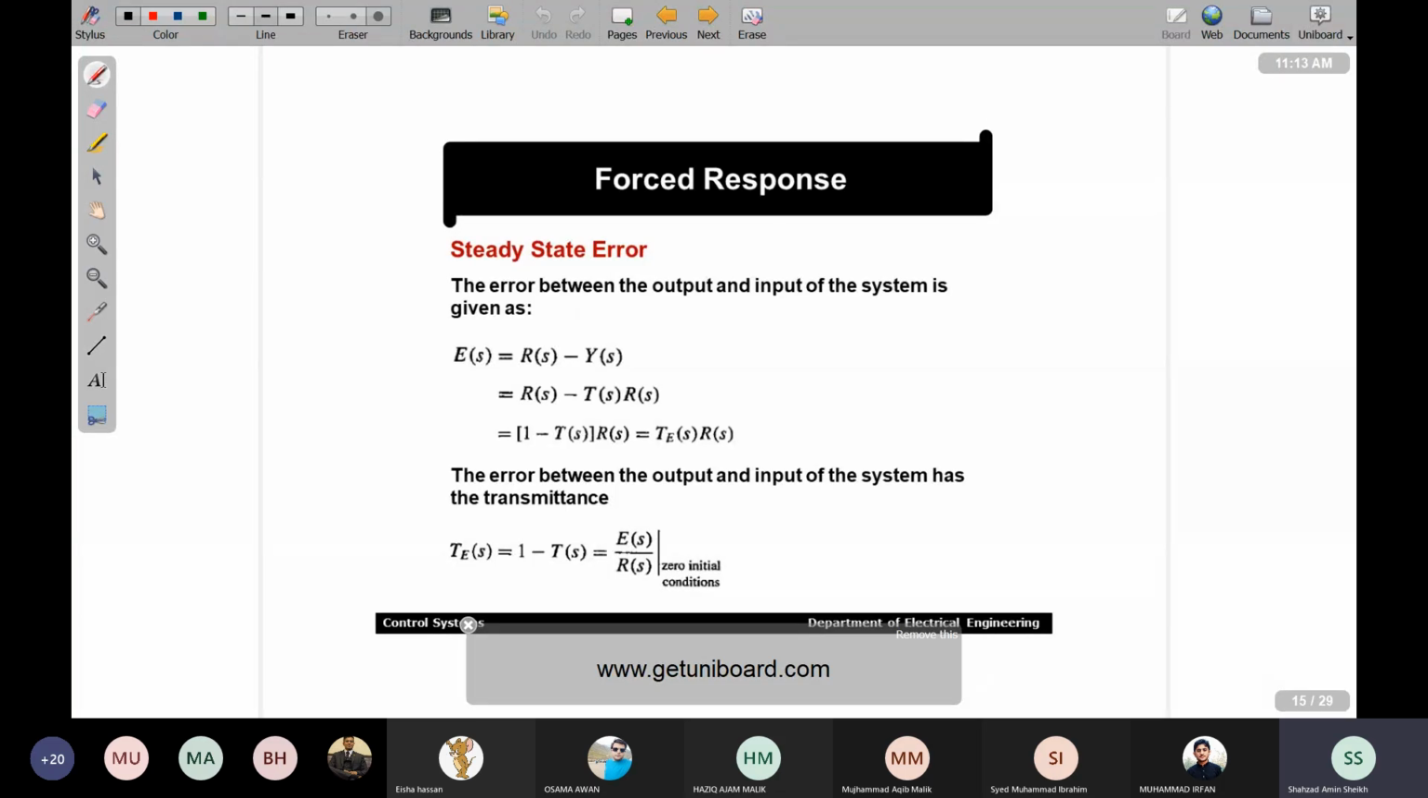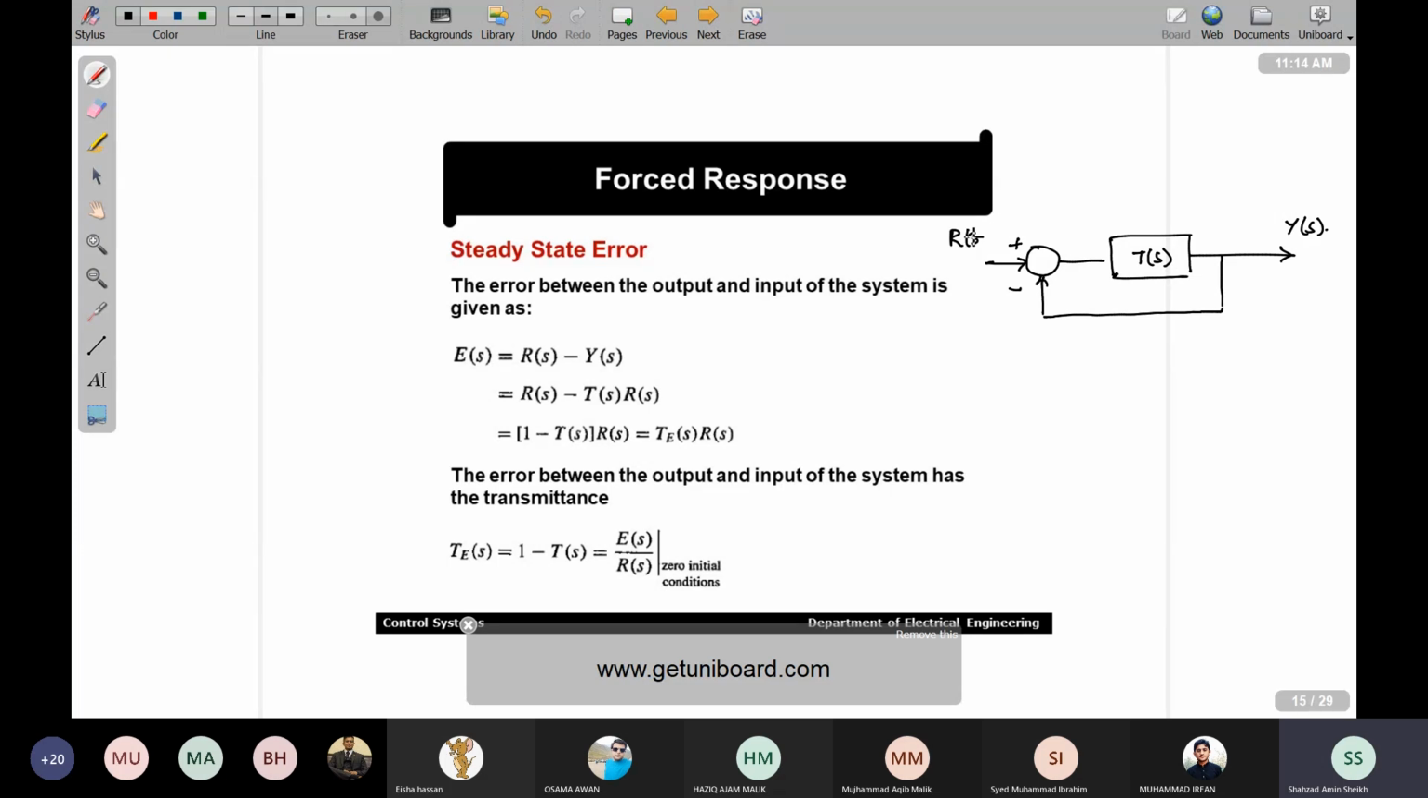Okay ji, let's move to steady state error. And now the error, that is the error in fact between the output and input of the system. And if we plot the system, so you are quite familiar with it. So अगर मेरे पास ये system है, ये मेरे पास system है, ठीक?